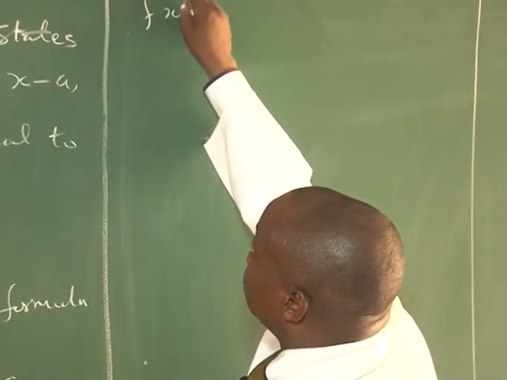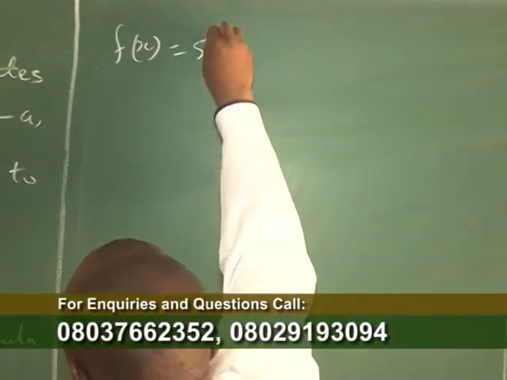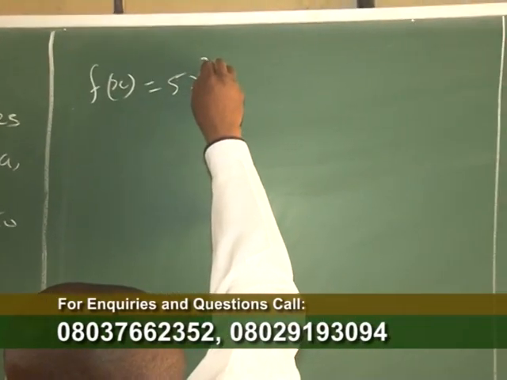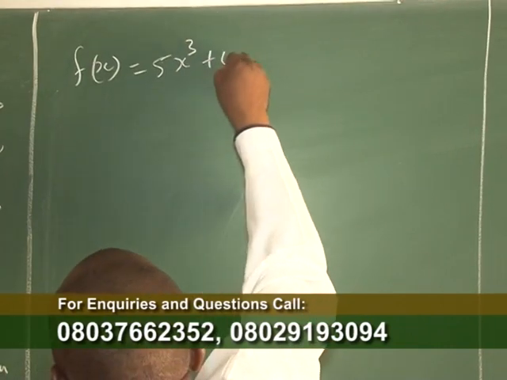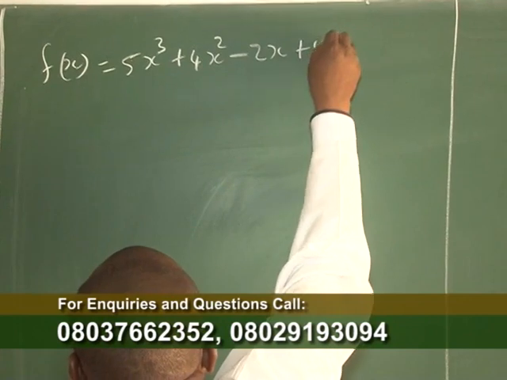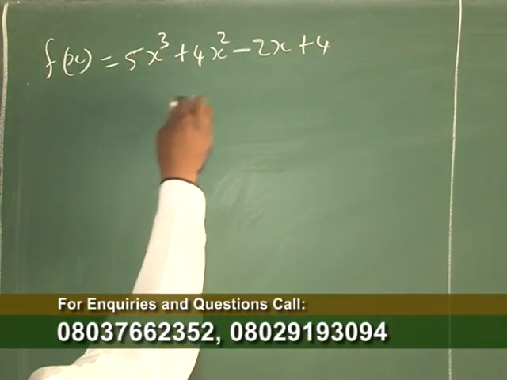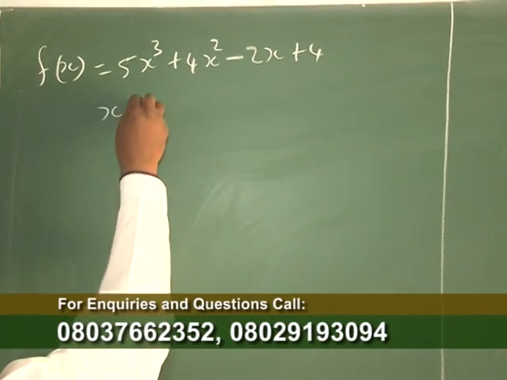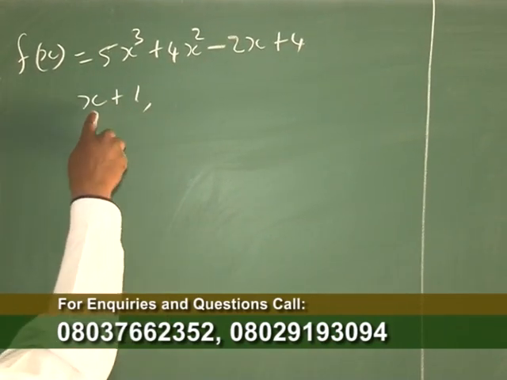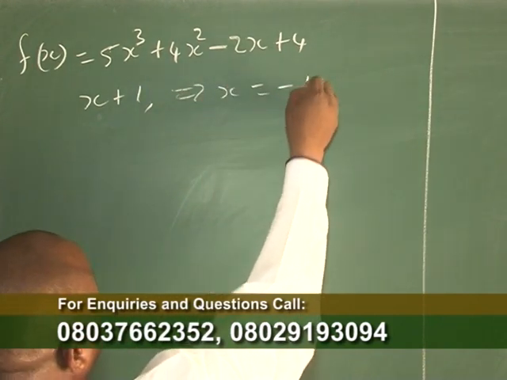f of x equals 5x cubed plus 4x squared minus 2x plus 4. We know that f of x is divided by x plus 1. Now, making x the subject of the formula here, we will have that x is equal to minus 1.